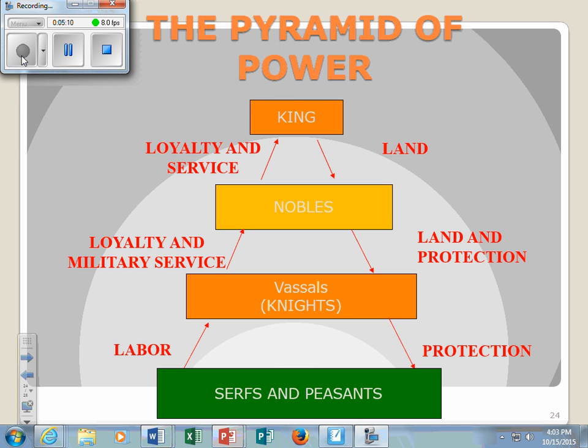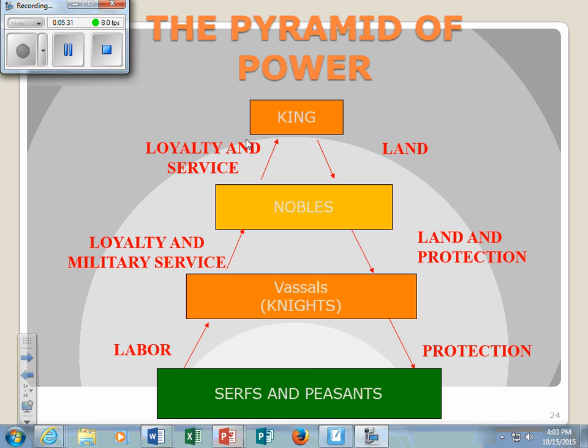So again, really take a minute and observe this relationship as it exists, because we're going to spend some time with it. But again, consider the possibilities. Where does power come from? Does it come from the king who provides the land? Or does it really come from the bottom, from the serfs who provide the labor?